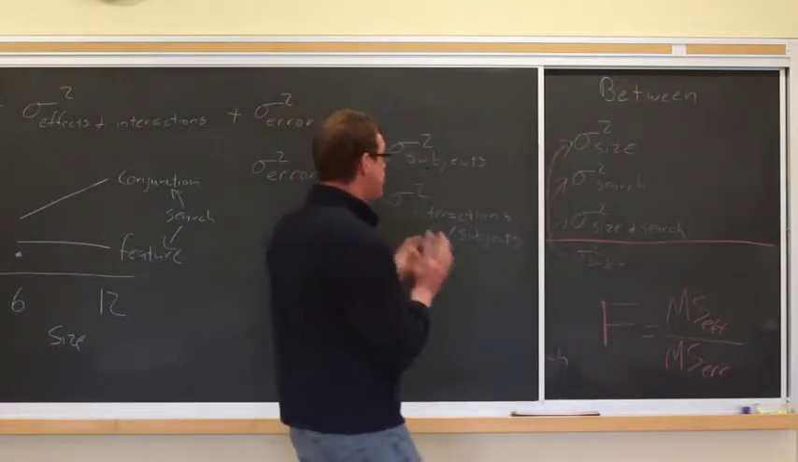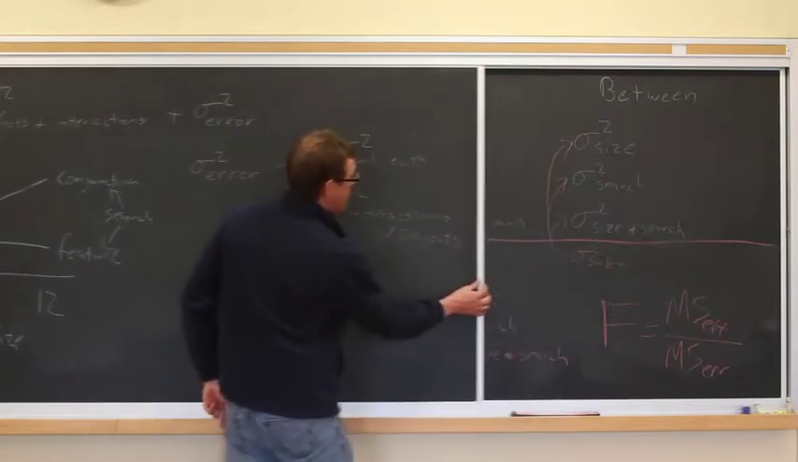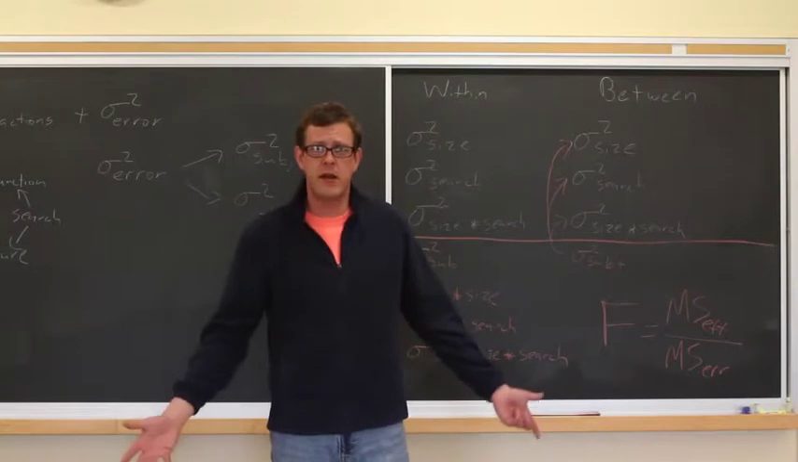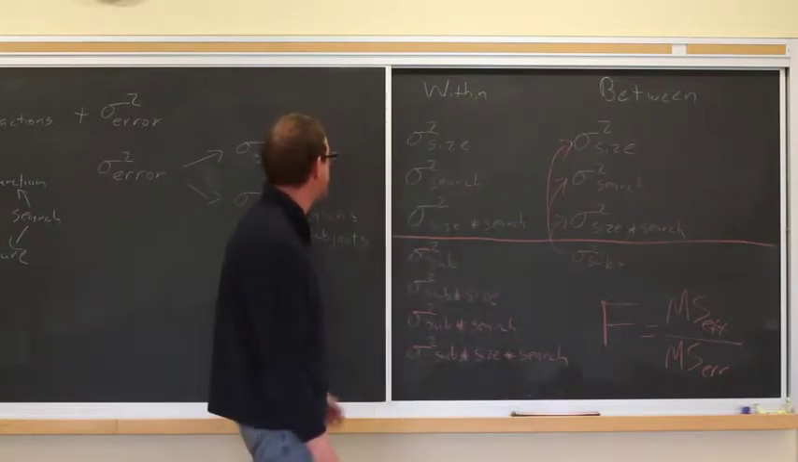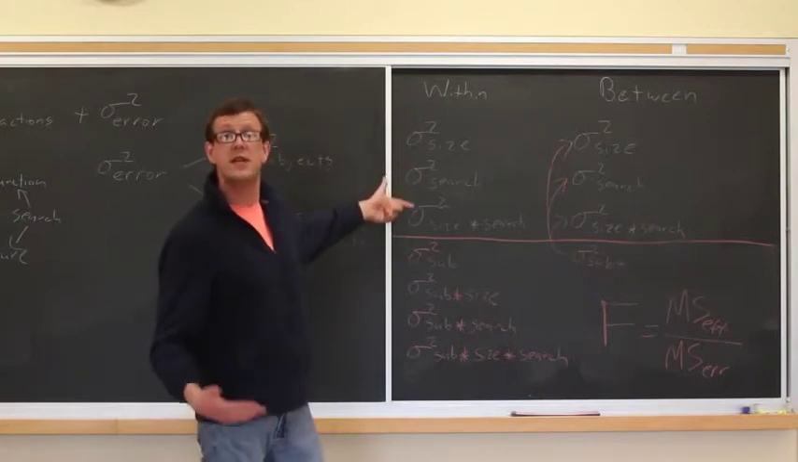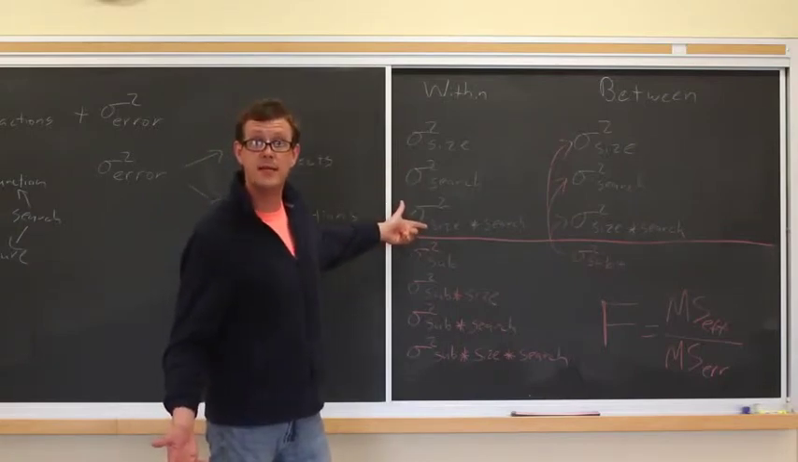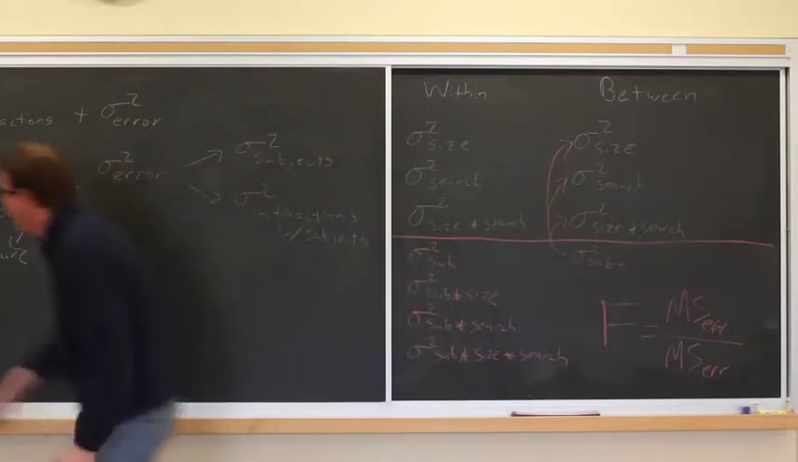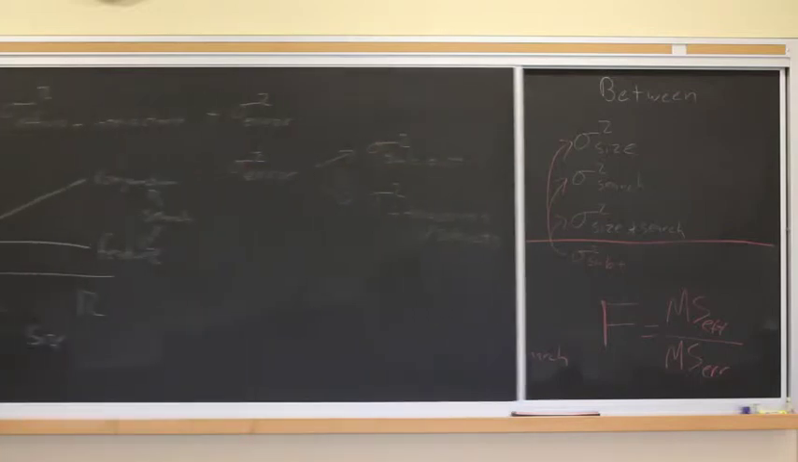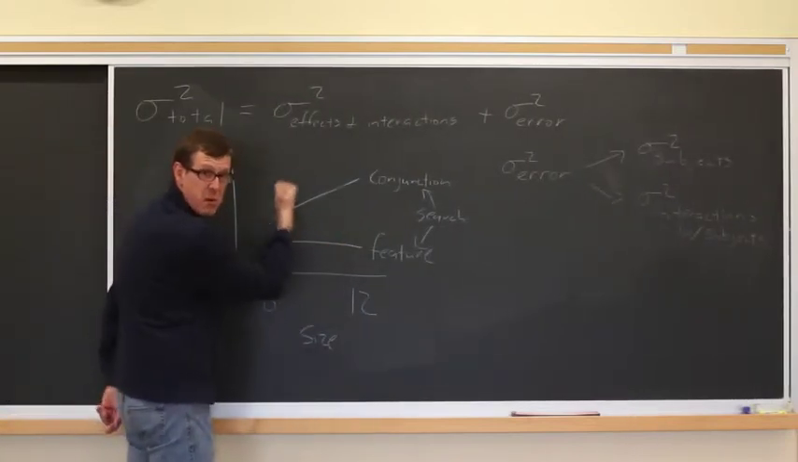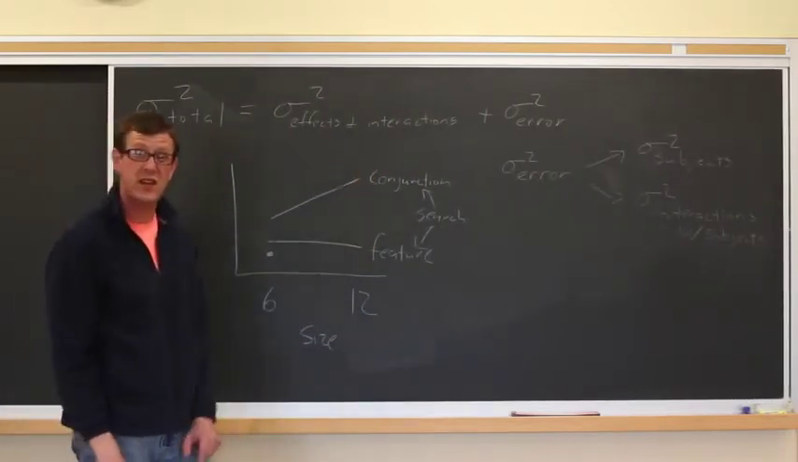Now, contrast the between subjects design with the fully within subjects design. We're still interested in the same basic questions. Is there an effect of size? Is there an effect of the type of search? Is there an interaction between the set size and the type of search that we're doing? However, now we don't have different groups of people. We have the same group of people performing in every single condition.